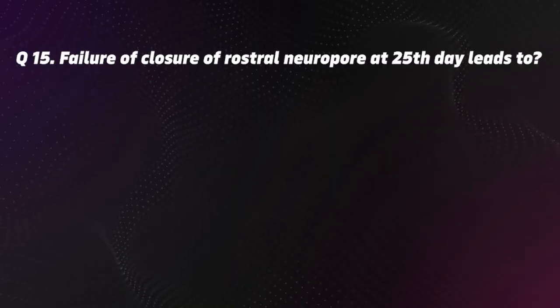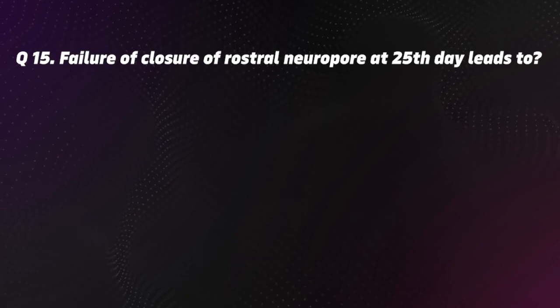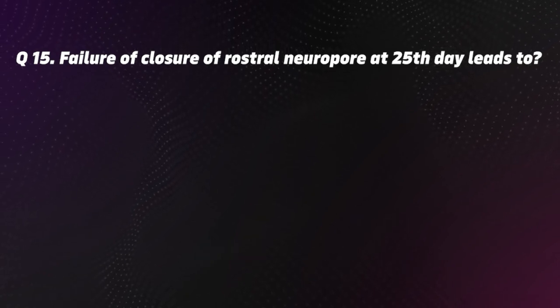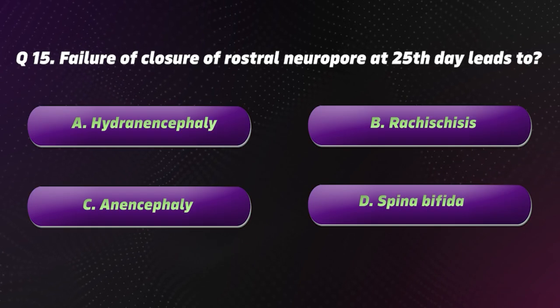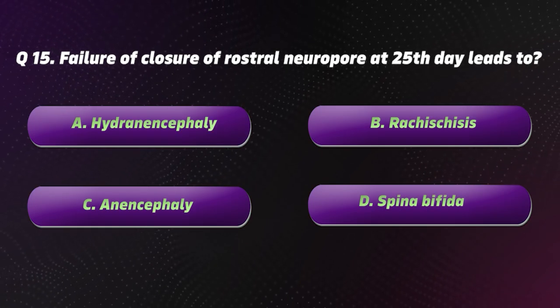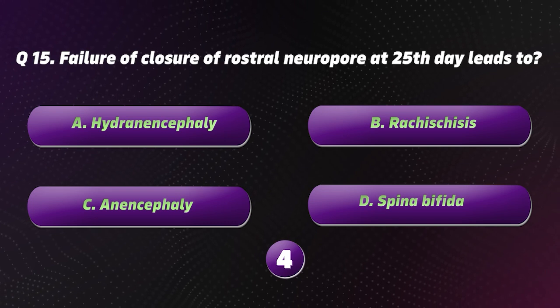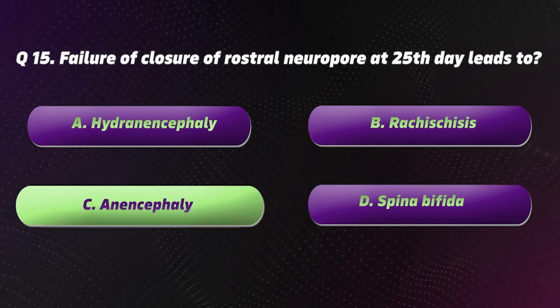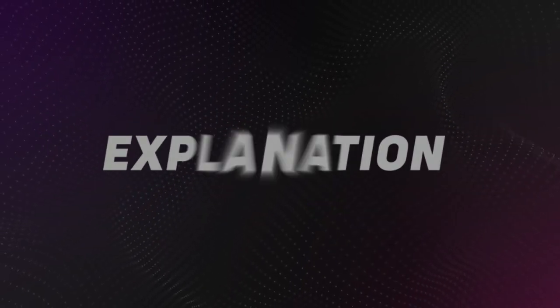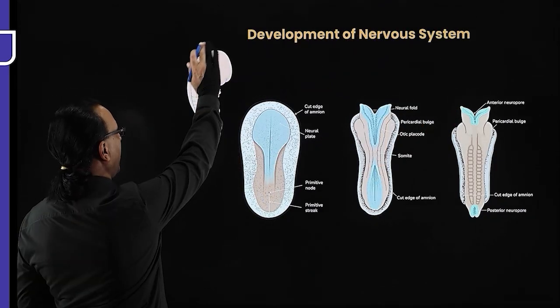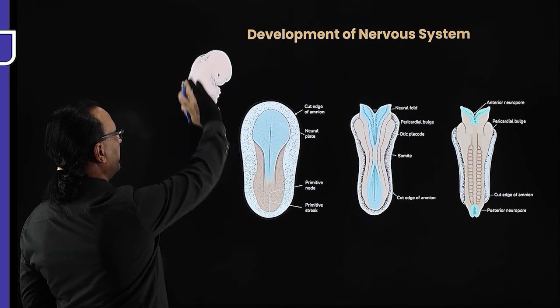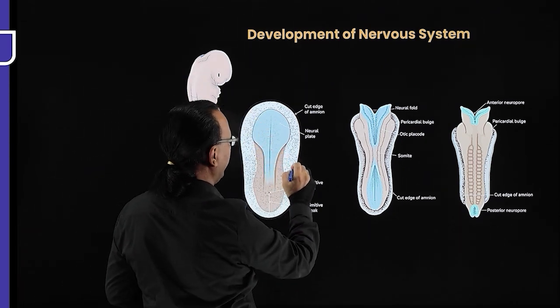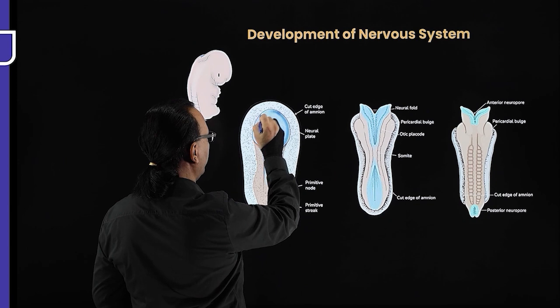Question 12. Failure of closure of rostral neuropore at 25th day leads to? Here are the options. A. Hydranencephaly. B. Rachischisis. C. Anencephaly. D. Spina bifida. And the correct option is C. Anencephaly. Here's the explanation. In this diagram, as we continue looking at the dorsum of the baby, from the ectoderm, neuroectoderm develops a plate which is called as the neural plate.